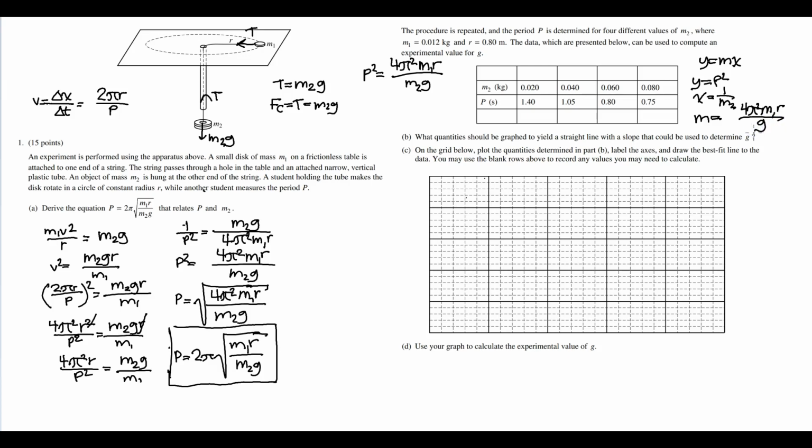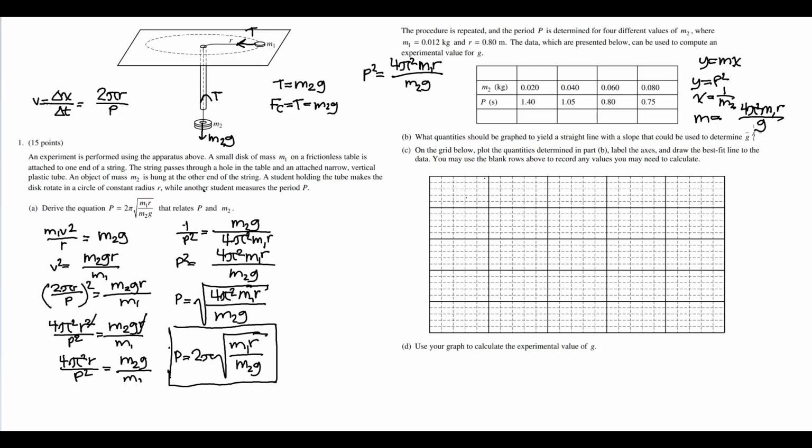That doesn't really matter because neither M1 nor R changes. So this is an acceptable slope which you can use to determine G, because they don't ever ask that the slope be G, because that's not feasible, especially in this type of expression. So you have to use quick thinking to find a slope that involves constant terms and G.